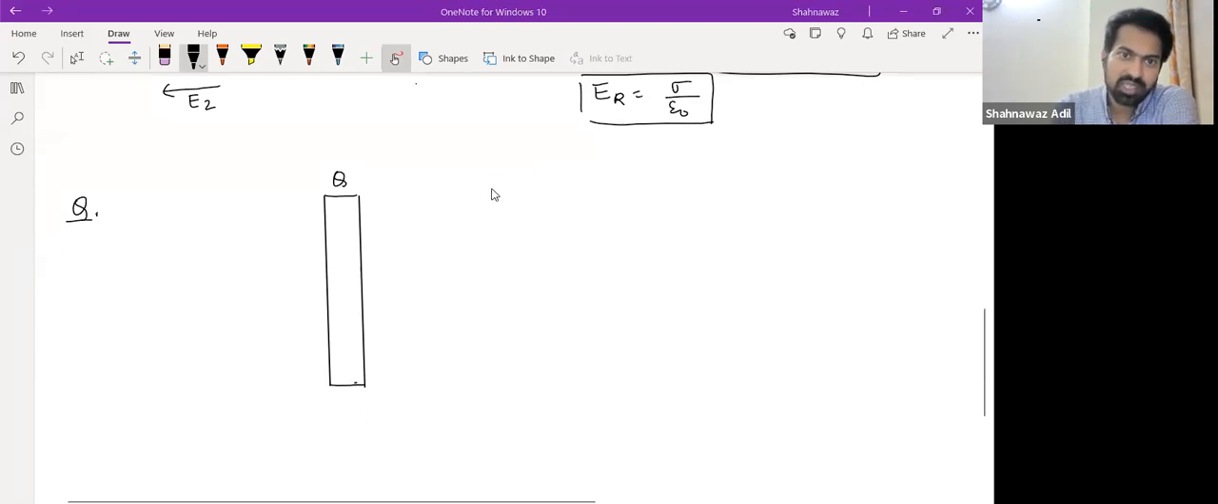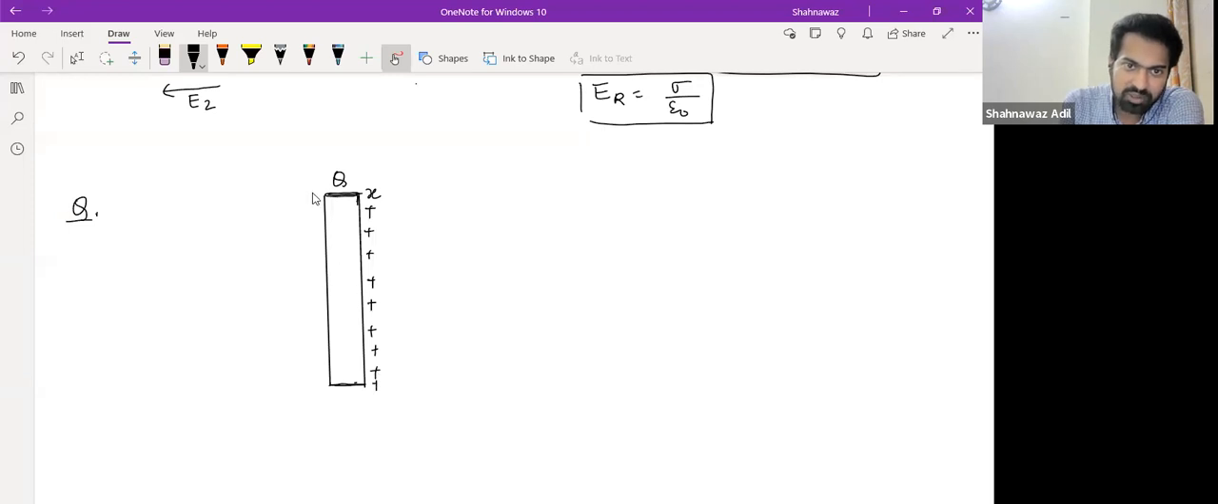So the question is, how will the charge be distributed on both the sides, right? If I have a conducting plate whose total charge is Q, how will the charge be distributed on this plate? Let's say that the charge on this side is X. So what would be the charge on this side?